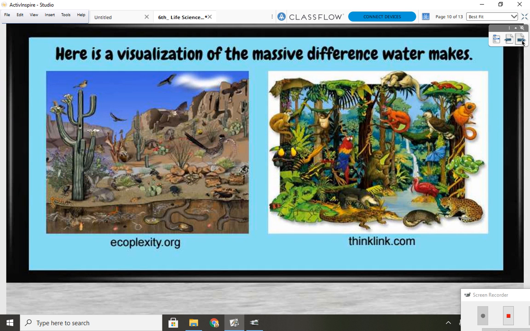Here's another visual representation, and this one does include the living species of both the desert animals and the rainforest. And you can just simply look at them, and not only do you see that the landscape is different and the plant life is different, but you can see the living organisms are also very different from one another in size, shape, color, things of that nature.